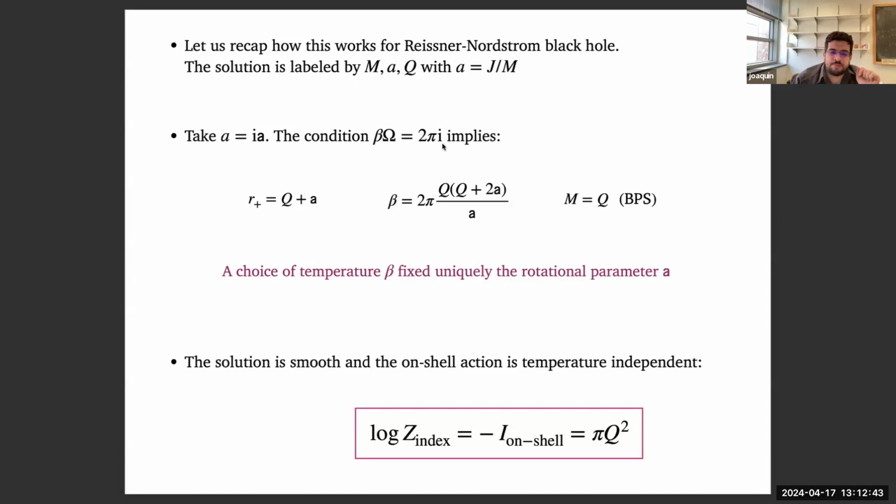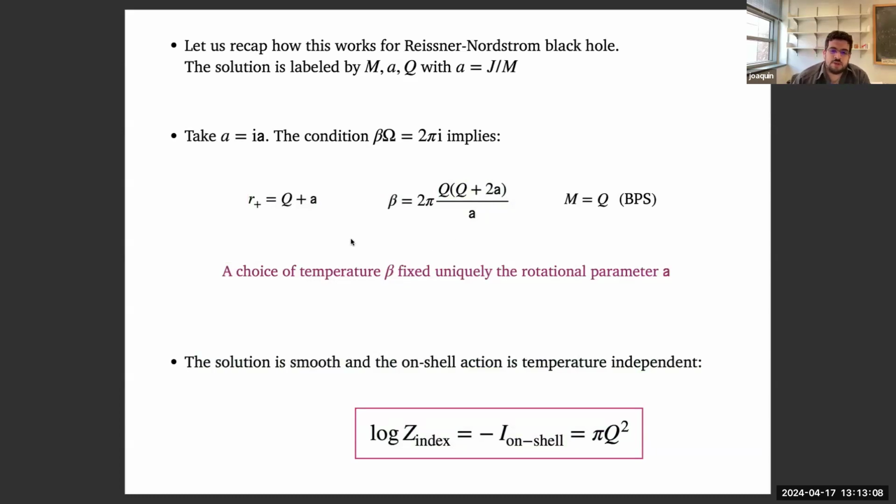For any choice of A, all the solutions have M equals Q. So whenever you impose beta omega to be 2 pi i, you automatically impose supersymmetry. M is equal to Q. The Killing spinor is integrable. There's a solution, but it's not extremal because the temperature doesn't have to be 0. In fact, the temperature is fixed in terms of A.